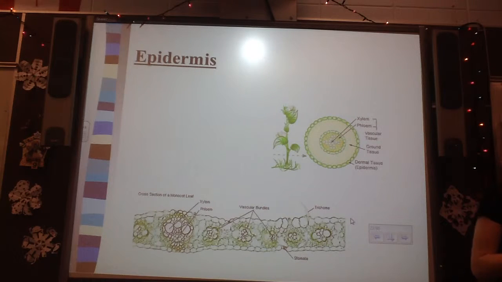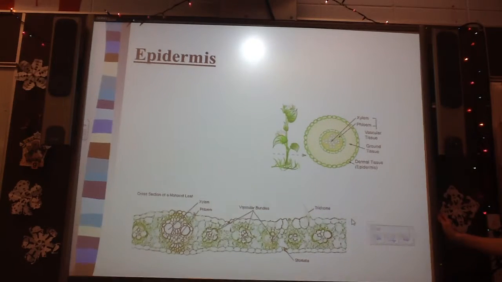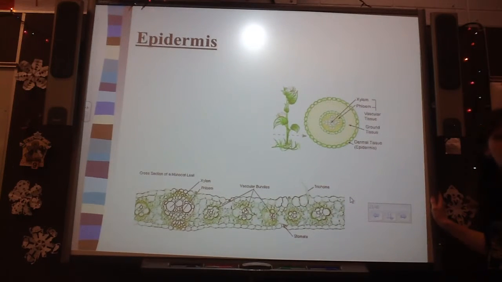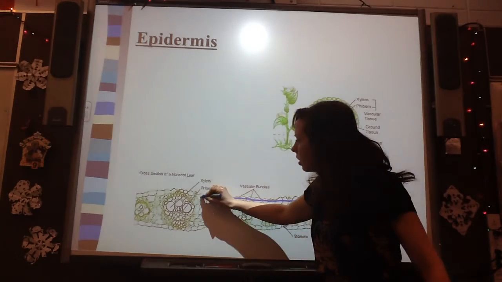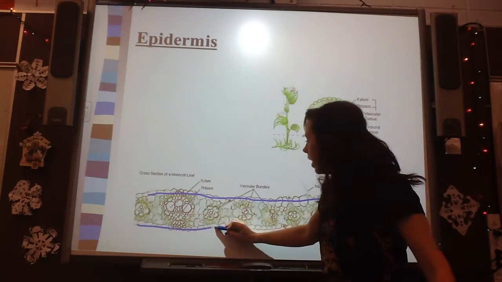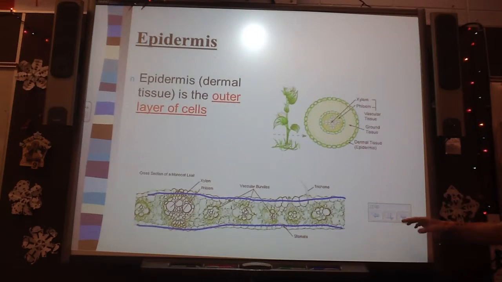So if we think about our epidermis being our skin, with the plant, the epidermis of a plant is kind of like the plant's skin. Okay? So here in this picture, and remember if you've gone around and seen some of the microscope slides already, you see this layer of cells on the top and on the bottom. That layer of cells is called the epidermis. So the epidermis is just the outer layer of cells. That's it.